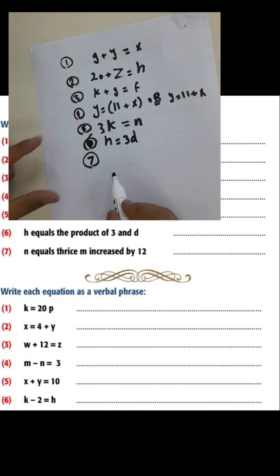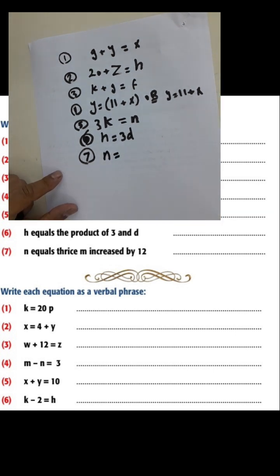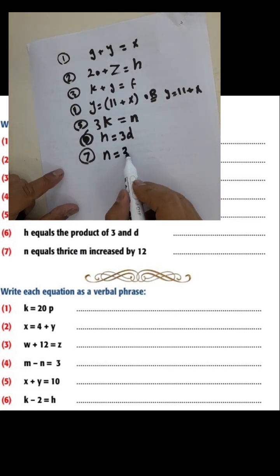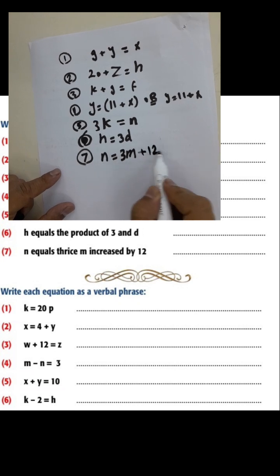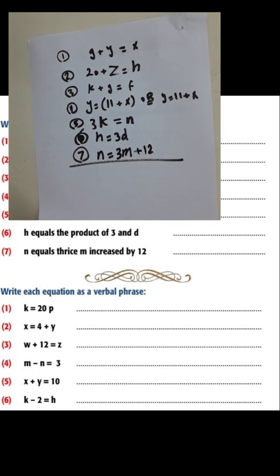Question 7. n equals 3m, 3m increased by 12, plus 12.